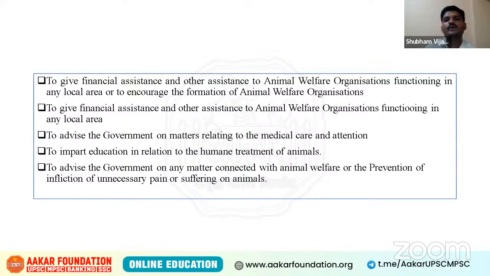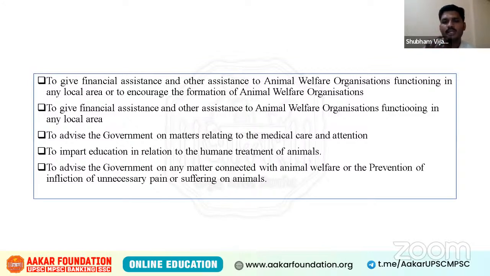Then they can also provide financial assistance to organizations functioning in the local area as well as related or adjacent areas. Then to advise the government on matters relating to medical care and attention. Then to impart, meaning to educate, about the humane treatment of animals. This is humane, not human. Humane means related to humanity. Like PETA is there, PFA is there.